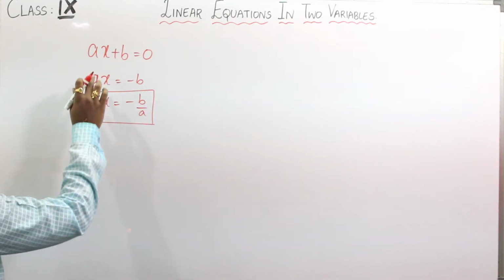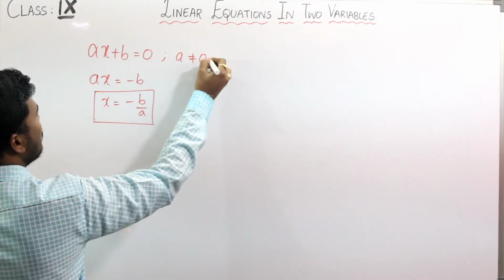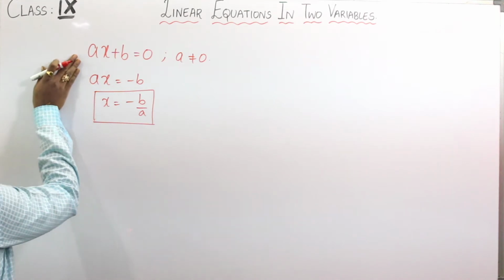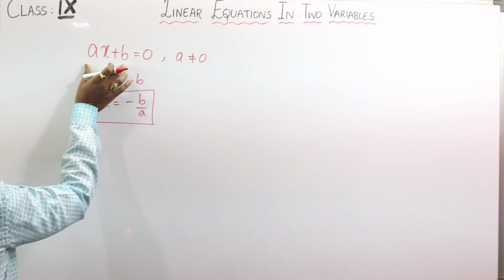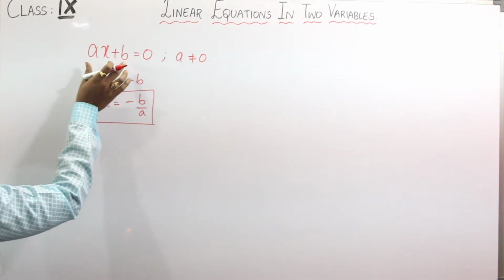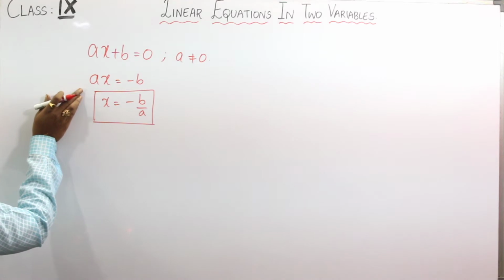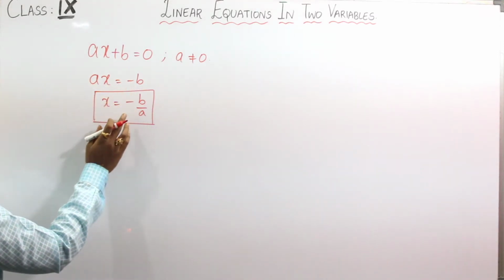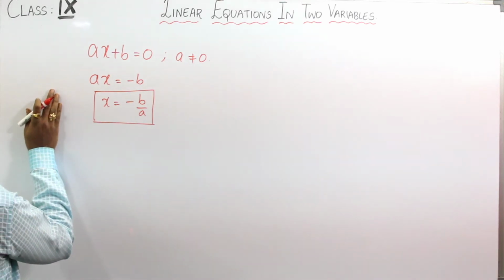And in this linear equation, the value of a should not be equal to 0. So this is a linear equation and here a is not equal to 0, right? A and b can be any real numbers. If you want to find the solution of this linear equation in one variable, that is ax is equal to minus b, x is equal to minus b by a. This we have already discussed in the last class.